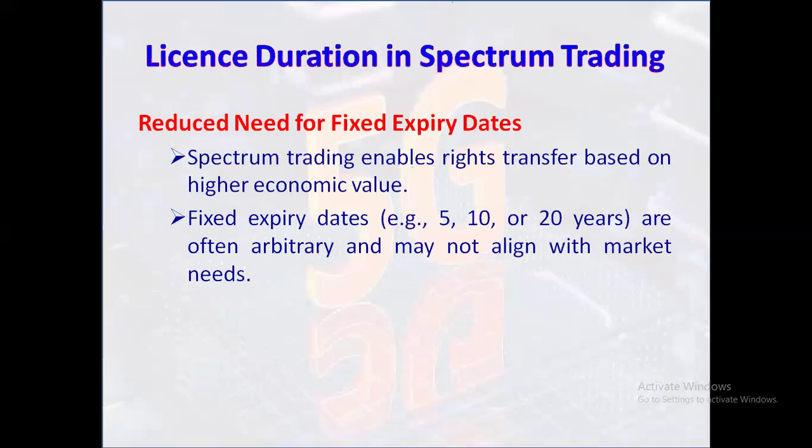Next, license duration in spectrum trading. Spectrum trading reduces the need to set rigid expiry dates for spectrum usage rights. This system allows rights to be transferred to users who can derive greater economic value from them, making the use of spectrum more efficient. Fixed expiry dates, whether 5, 10, or 20 years, are often chosen arbitrarily and do not always correspond to the changing dynamics and needs of the market. With spectrum trading, spectrum rights can be reallocated based on actual economic demand rather than being constrained by predetermined timelines.